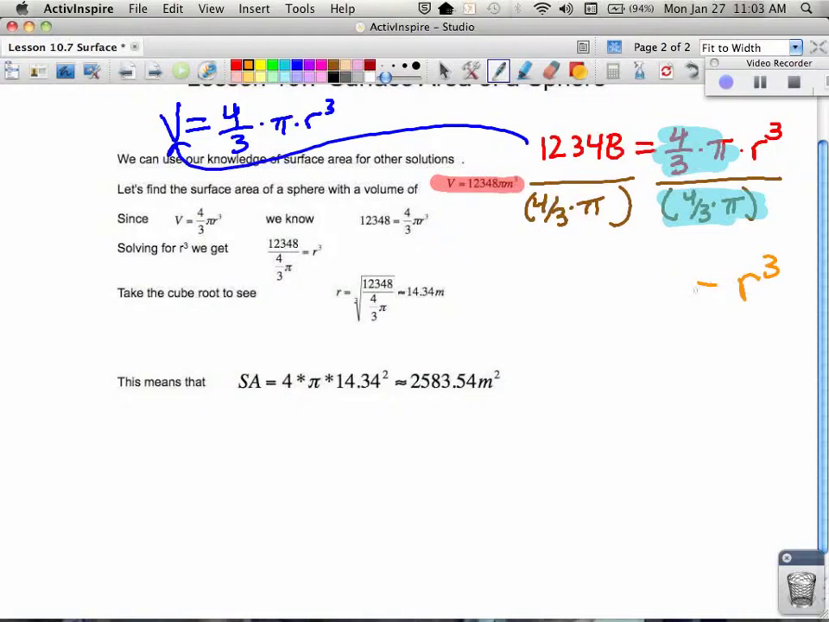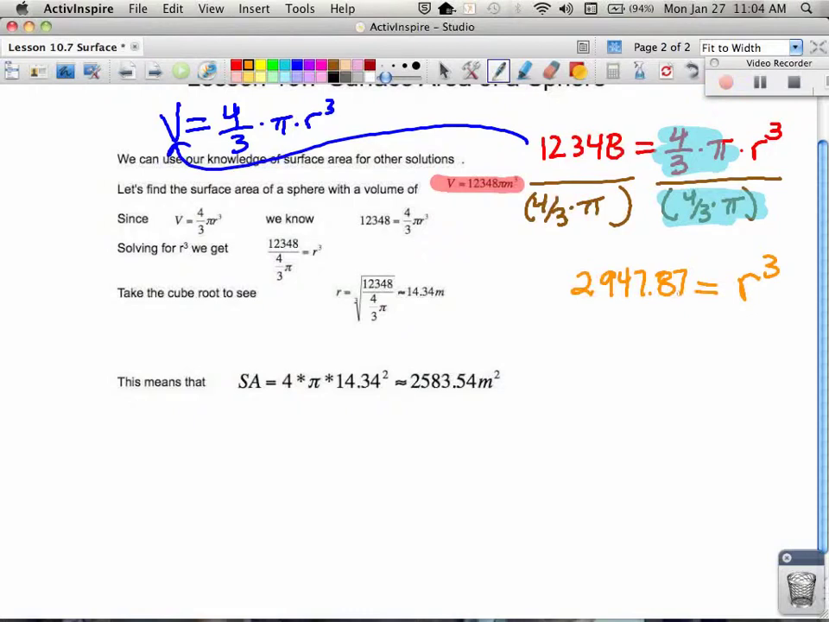And now we have radius cubed equals, and when I divide that stuff, what I find out, as I use my calculator here, so give me one moment, I have 12,348 divided by parentheses, 4 divided by 3 times pi, and I get 2,947.87. Now this number is not what your radius is, it's what your radius cubed is.